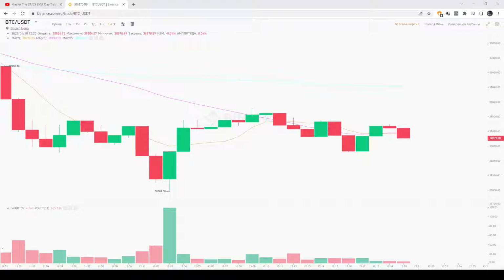The flag pattern is one of the best known continuation formations in trading, which typically appears as a minor consolidation between impulsive legs of the trend. When this pattern forms on the chart, there is a high likelihood that the price action will break in the direction of the prevailing trend. The flag pattern consists of two parts: a flagpole and the flag. Let's take a close look at each of these two components.